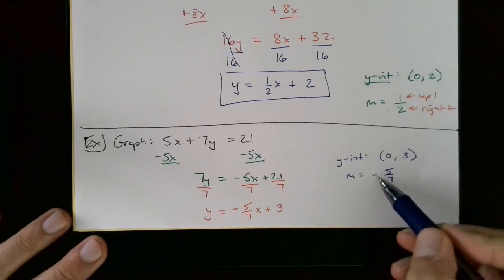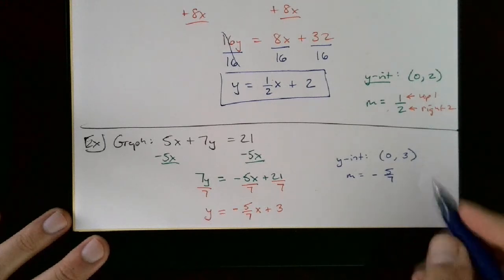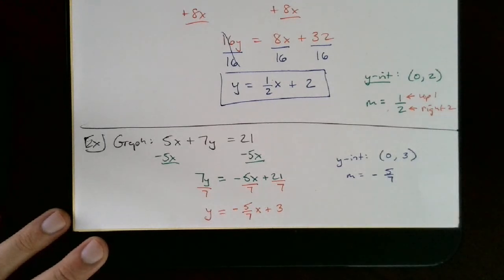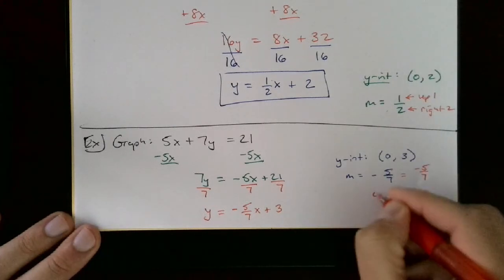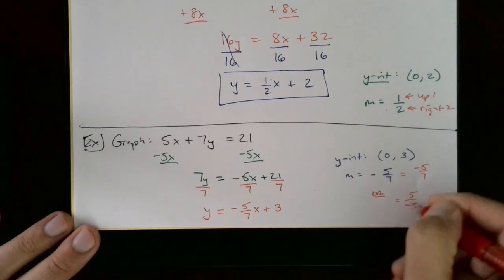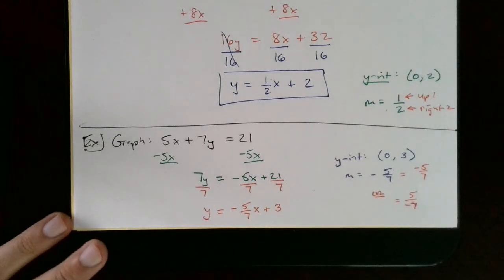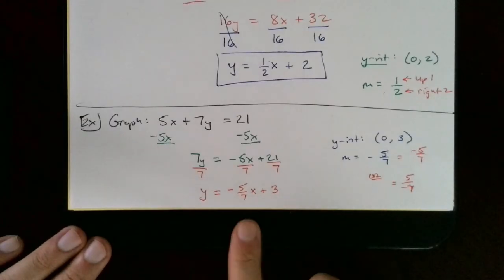The negative can be used in the numerator or it can be used in the denominator, but it can't be used in both. So we could write this as either negative 5 over 7, or you could write it as 5 over negative 7. We'll talk about what that means in a minute. So we've got the equation here. Now we're ready to graph it.